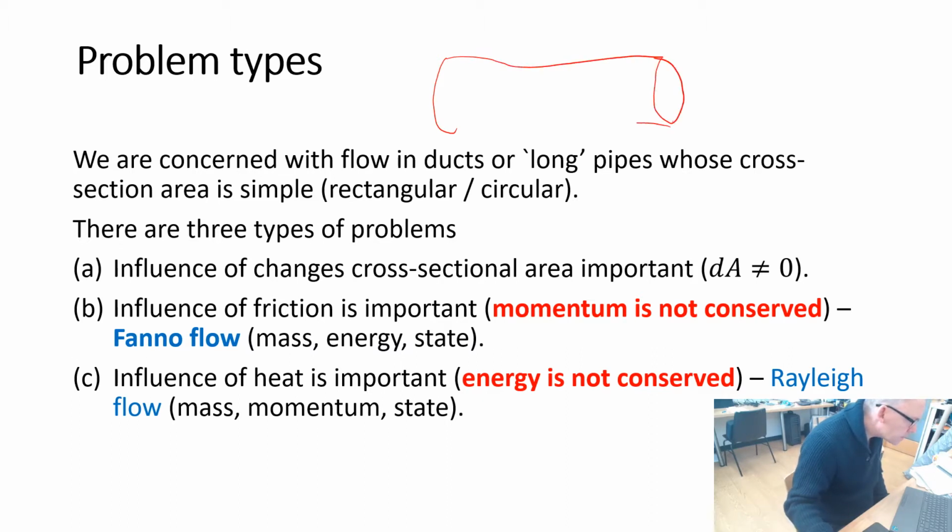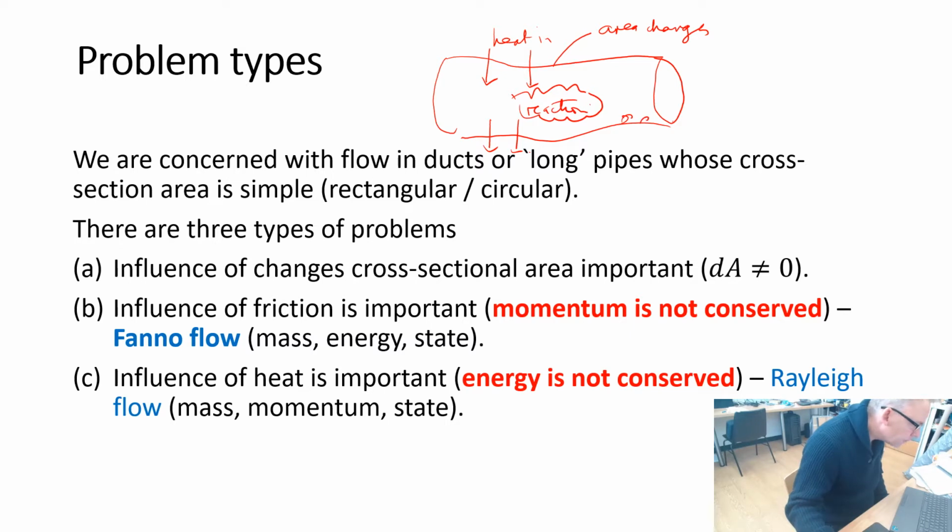possible variation in cross-section area, and a couple of things that are quite important here. One is area changes, and the other one is that you might be putting heat in, or indeed taking it out, or there might be some kind of reaction going on, like combustion. Very long pipes, we've got the possibility of drag.